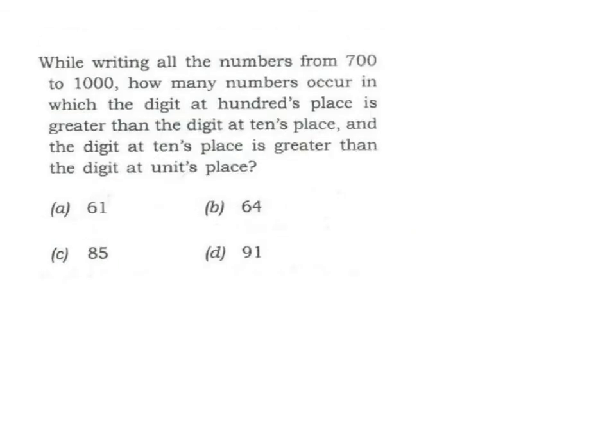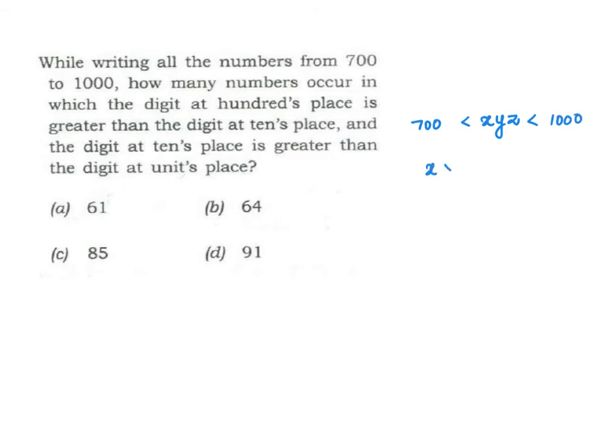While writing all the numbers from 700 to 1000, how many numbers occur in which the digit at the 100th place is greater than the digit at the 10th place and the digit at the 10th place is greater than the digit at the units place? It's basically a 3-digit number. Let it be XYZ. Should be in between 700 to 1000.